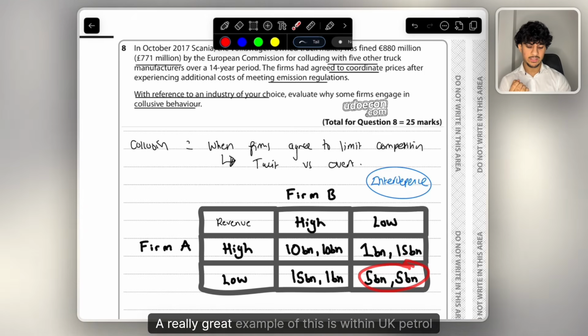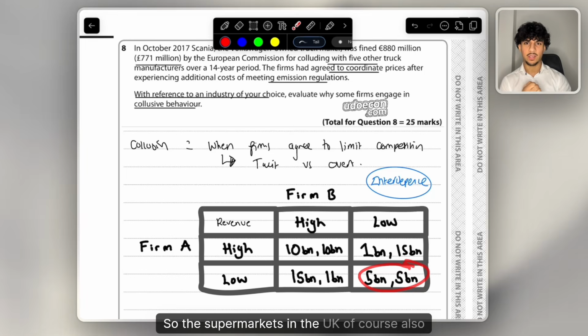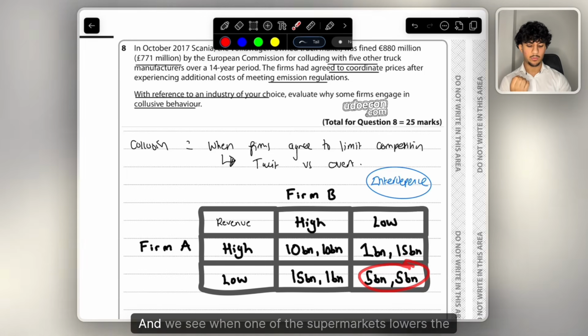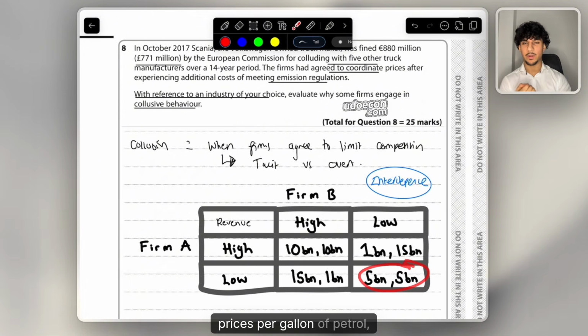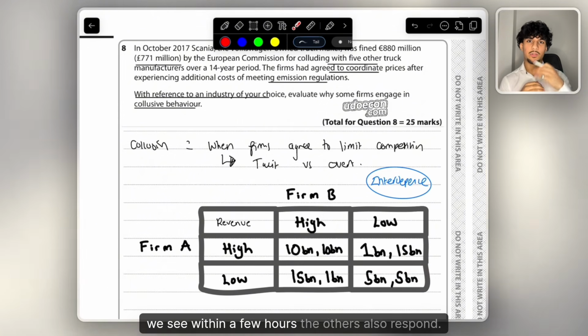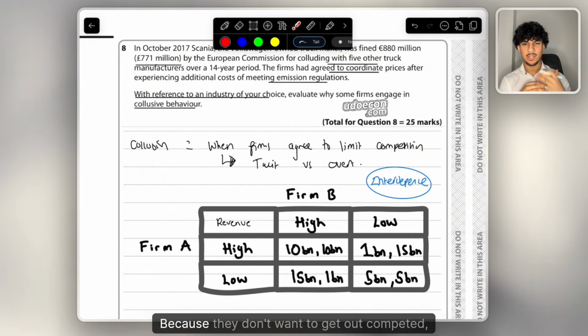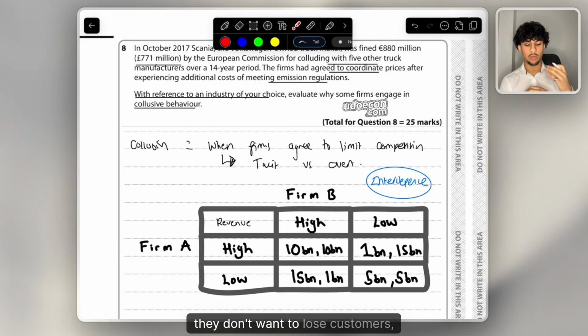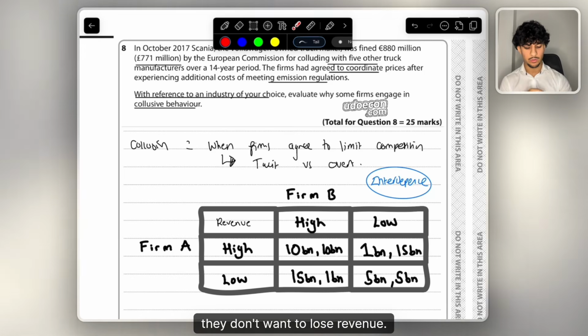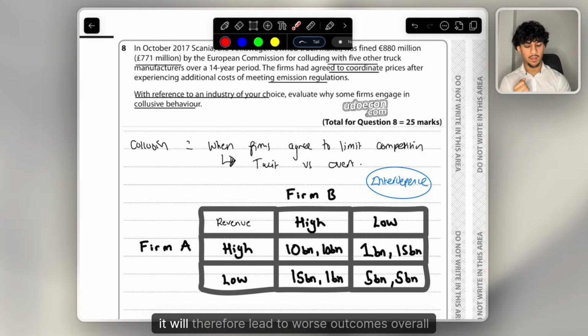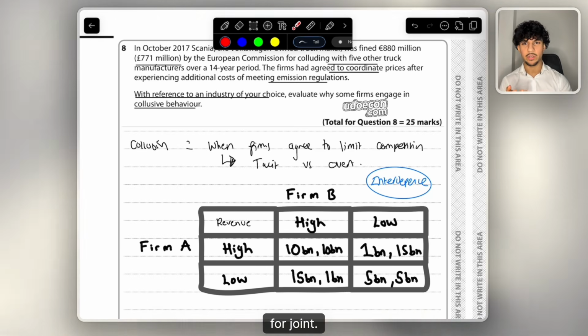Where can we see this? A really great example of this is within UK petrol markets. So the supermarkets in the UK, of course, also provide petrol, and we see when one of the supermarkets lowers the prices per gallon of petrol, we see within a few hours the others also respond. Why? Because they don't want to get out-competed. They don't want to lose customers. They don't want to lose revenue. But like I said, when they keep dropping prices, when they undercut each other, it will therefore lead to worse outcomes overall for joint revenue.